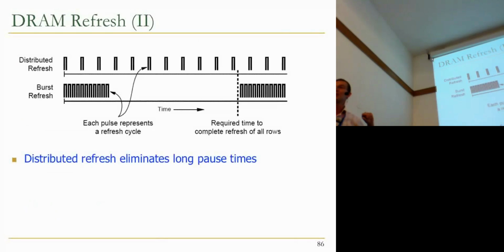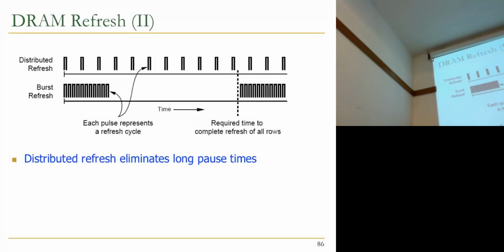This is from a Micron technical note that was published in 1995, I believe. But basically, the burst refresh looks like this. You have a refresh cycle, and during that refresh cycle, the memory controller sends refreshes to all rows. Every 64 milliseconds, this happens, and it takes a while. This is bad because you have a bad quality of service impact on the application.